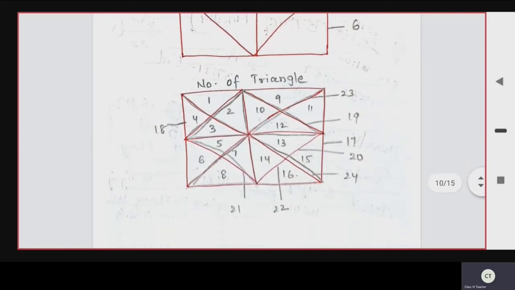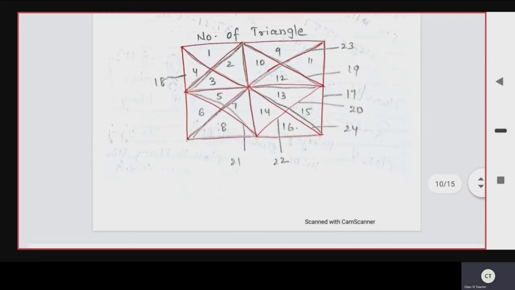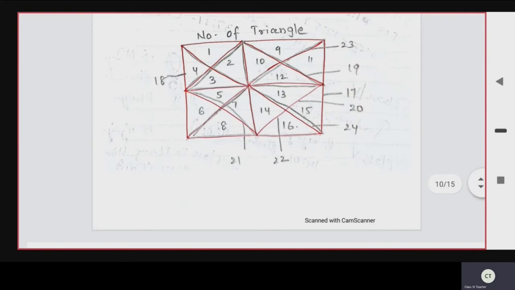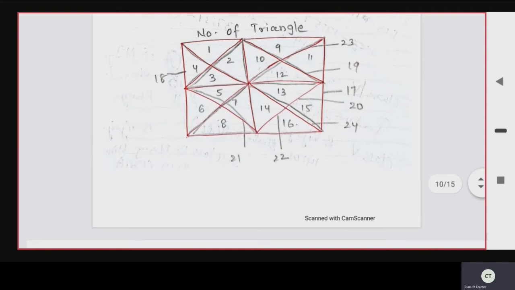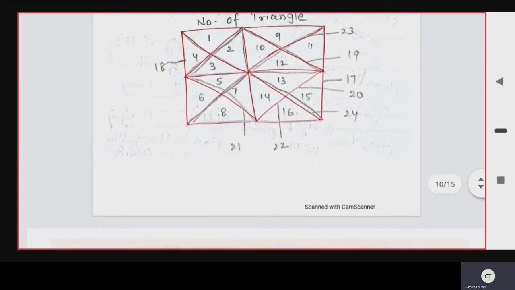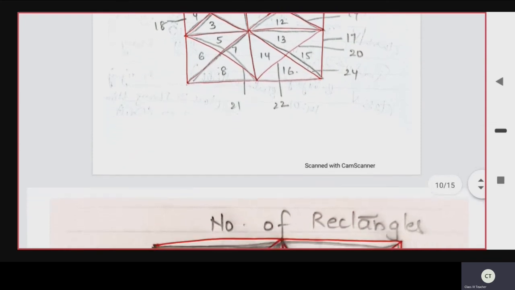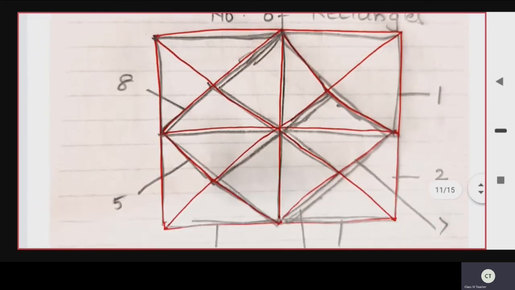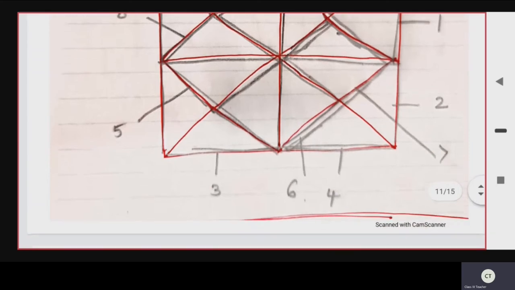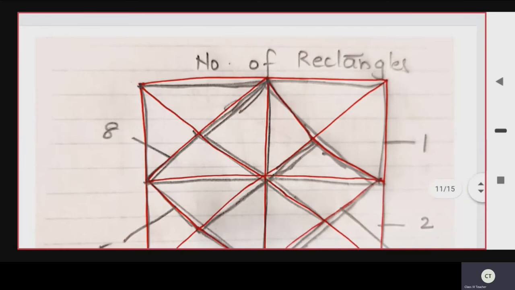The next question is number of triangles. So how many triangles do you have here? Count will differ, children, from one to other, because if you go in depth you will get many triangles and many squares here. Just you have to find out. Some I have given around 22, more than 22 also you can get, 22 or 24 also you can get. Now number of rectangles. Here also the count will differ. So total rectangles which I got is 8.